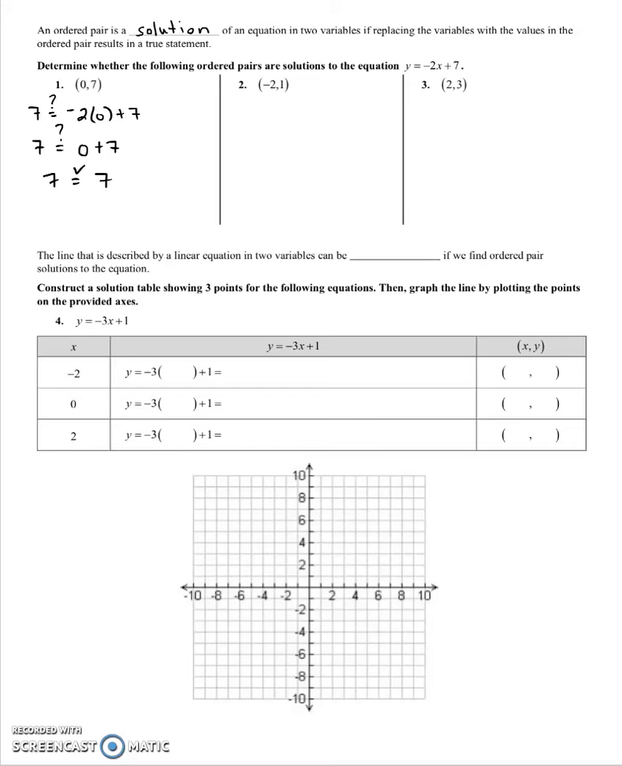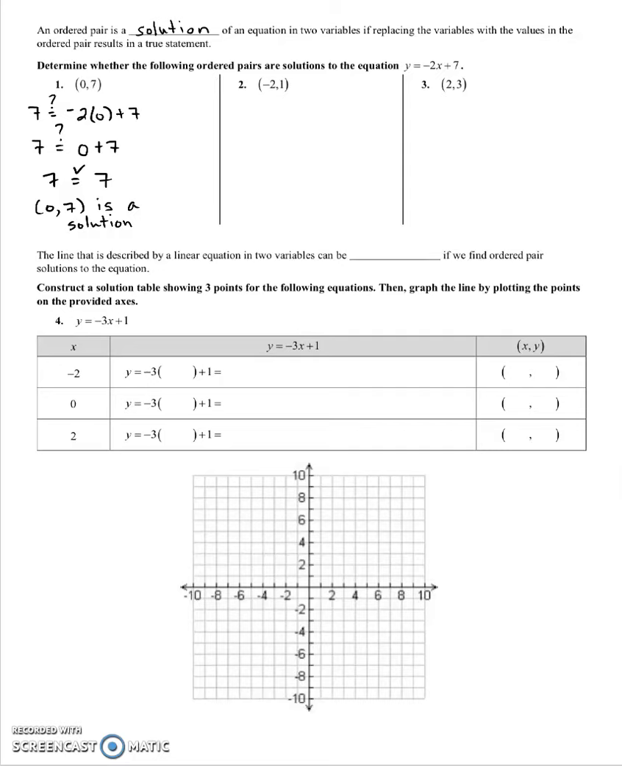So 0, 7 is a solution of the equation y equals negative 2x plus 7. Okay, you should now pause the video and try to do 2 and 3 yourself, and then restart it when you're done to see if you got it right.